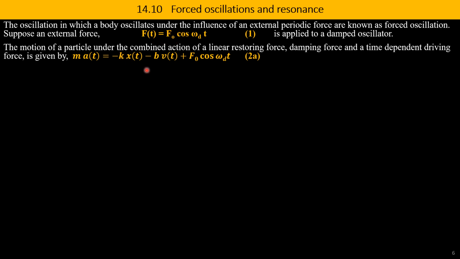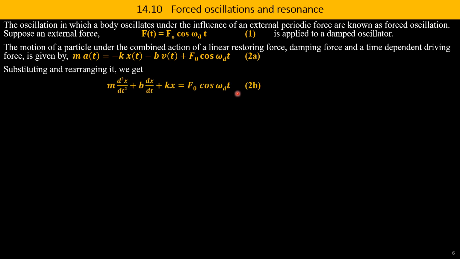The motion of a particle is the combination of three forces. One is the linear force minus k x of t, the damping force minus b into v of t, and the external force F naught cos omega d t. Let it be equation 2a.